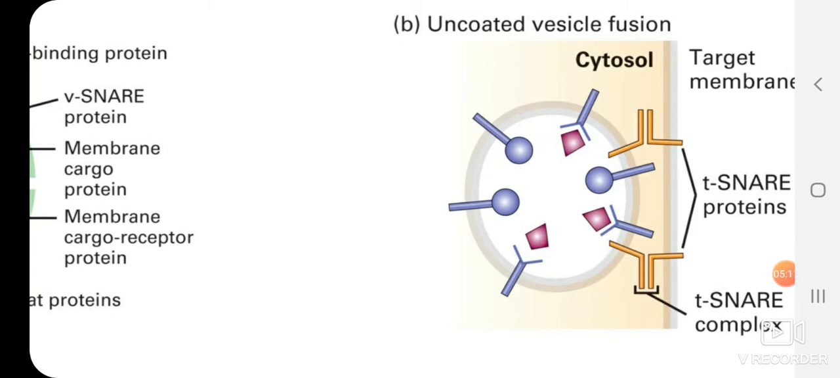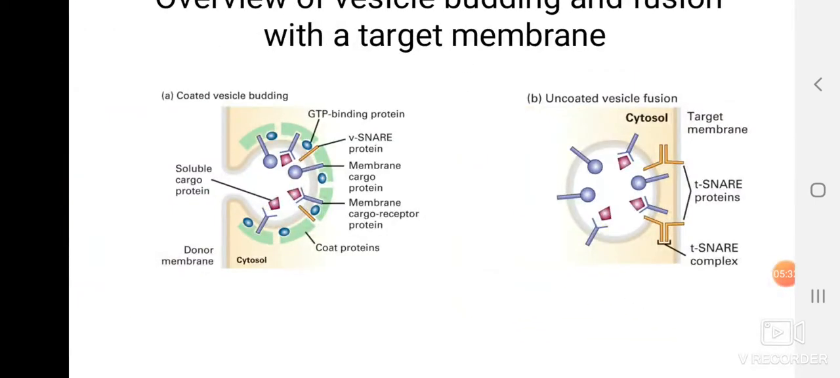they are going to get fused, and the cargo or the content which is present within this particular vesicle will get into the other side, whereas the portion of the membrane of the vesicle will get fused with the target membrane, and can get recycled through the formation of vesicles.